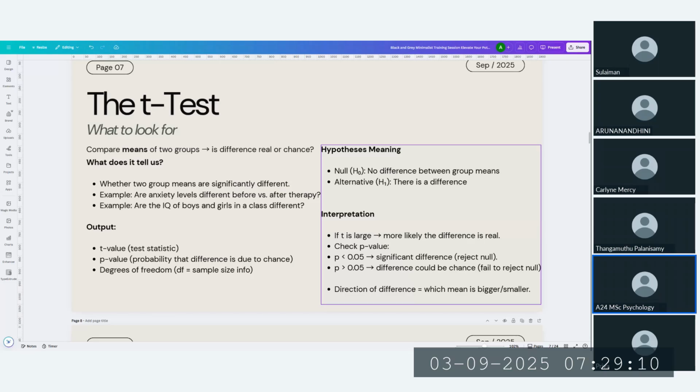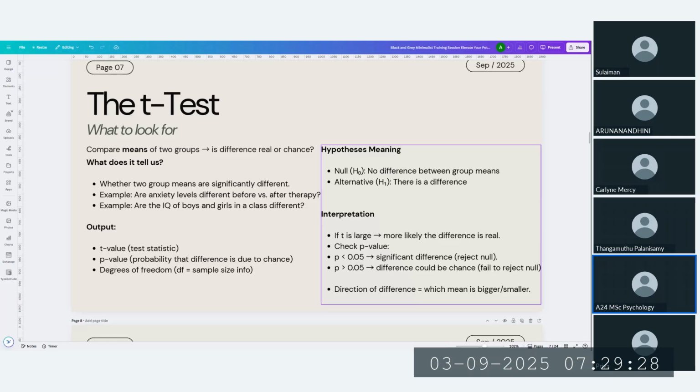If the t value is large, it means the difference, that is the difference between the IQ of, say, boys and girls, or the difference in anxiety before and after therapy, is a real difference. It is not just by chance.